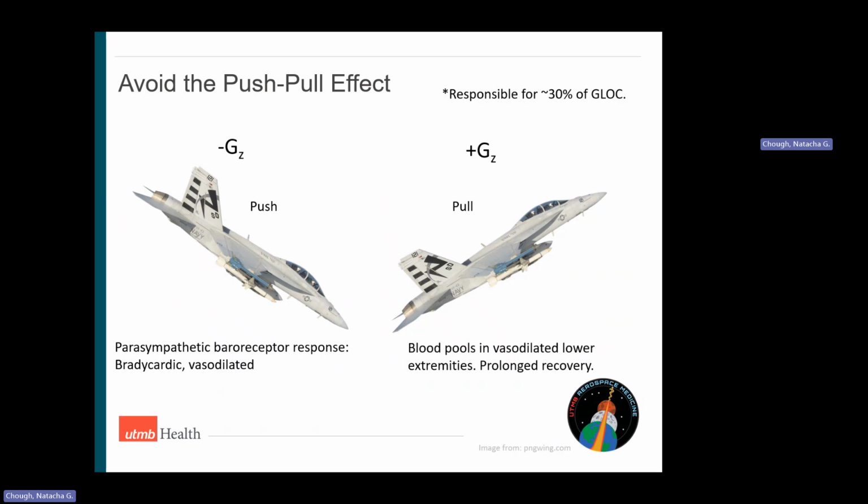Why is it a problem? When the aviator is experiencing negative GZ during the push, they get a parasympathetic baroreceptor response, which results in bradycardia and vasodilation. Then when they subsequently pull and experience positive GZ, now the blood is pooling, as we talked about previously, but it's pooling in vasodilated lower extremities, which is you're starting off in a hole, right? And the recovery is prolonged as a result, which can result in G-LOC.